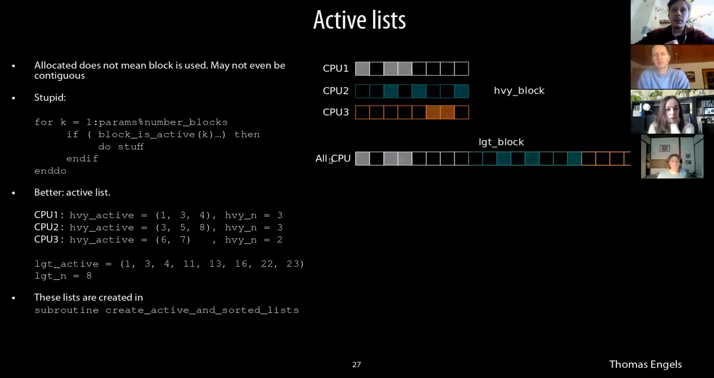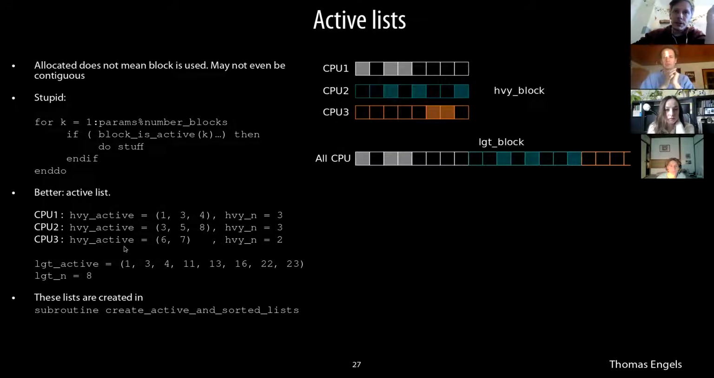On CPU 2, it's the same. So blocks 3, 5, and 8 are used, and on CPU 3, only 2 blocks are used. And this is well possible. It is not guaranteed that this number is always strictly identical on all CPUs, because sometimes the number of blocks is not divisible by the number of CPUs. So this number may differ slightly or even drastically in the initial condition.